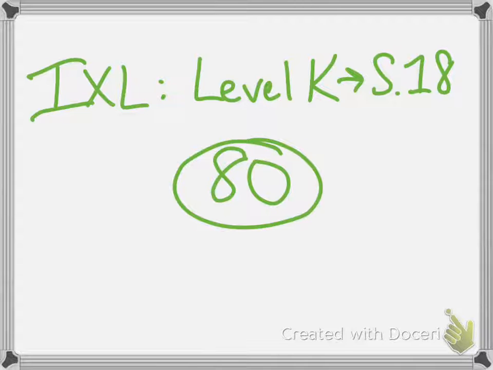You're going to stay in level K. Topic F18 is what you need to complete. And again, your target score is an 80. Keep in mind, this IXL and the IXL from the previous lesson are due by 9 a.m. of the first class next week. Please consult the calendar that's posted on Schoology to make sure you have your due dates in.